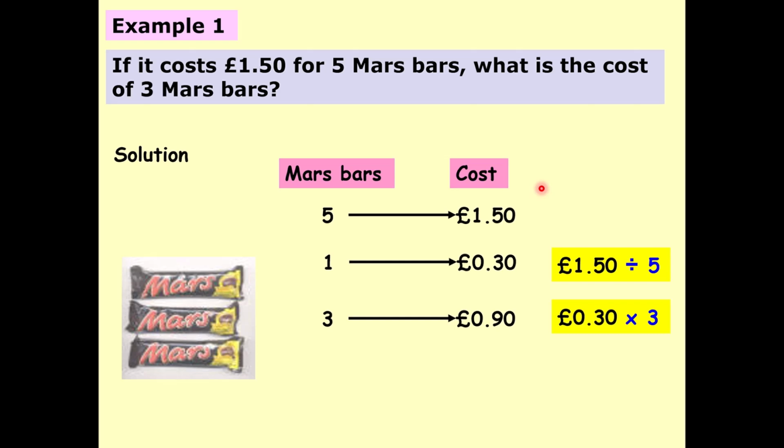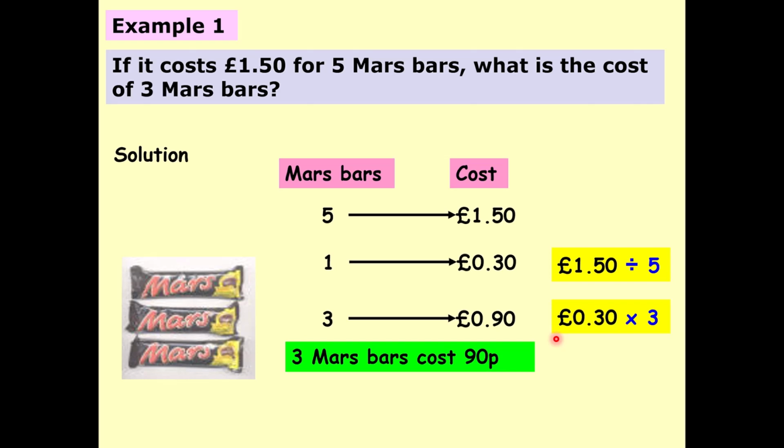So we're starting off, 5 equals £1.50. We then figure out what 1 bar is worth by dividing by 5. So we know that each bar is worth 30 pence. And then we're looking for 3 bars, so we need to then times it by 3 to give us 90 pence. So then 3 Mars bars cost 90 pence in total.